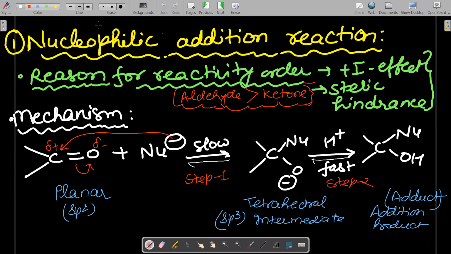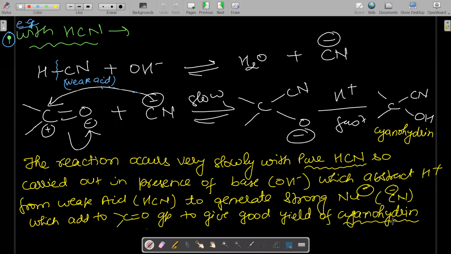So the topic is nucleophilic addition reaction. This is a mechanism which we have done yesterday. Nucleophile attack, first step, that is a slow step. And step 2, H plus attacks O minus, fast, and we get the addition product, right? This example also we have discussed, HCN when reacting with any carbonyl compound forms cyanohydrin.